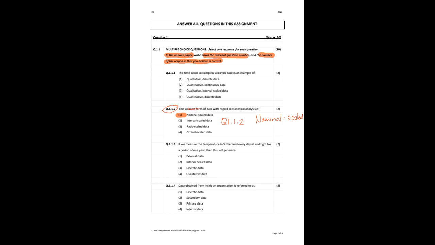Instead of writing down nominal scaled, you're just going to write down next to 1.1.2 that number 1 is your correct answer. So you'll indicate number 1. And then next to question 1.1.3, let's just say this is not the actual answer, I'm just randomly selecting here. Let's just say number 4 is your answer. You'll just indicate number 4. Please don't write out the whole word or the sentence, whatever it is.